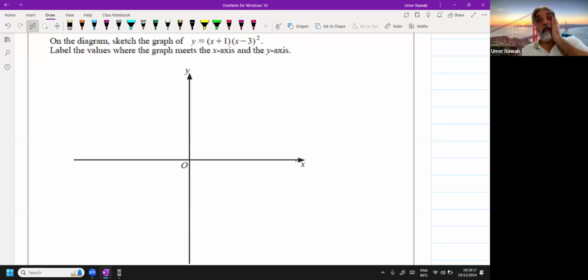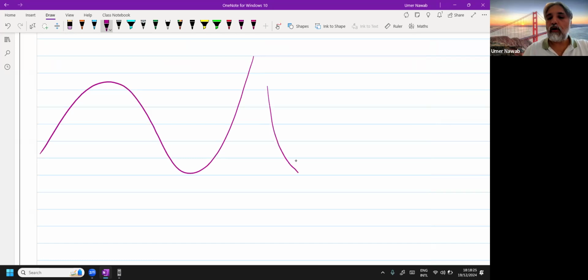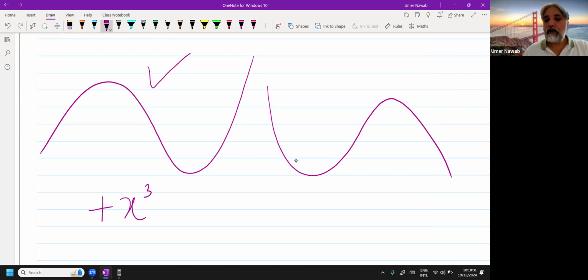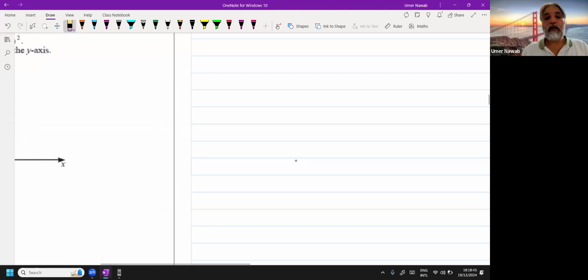Oh, the most important point came. How to draw the cubic graphs. The cubic graphs, maybe they are like this or like this. If the coefficient of x cubed is positive, it is like this. If in the cubic graph, the coefficient of x cubed after expanding the brackets will be negative x cubed, it will be like this. But how do I come to know this is cubic?